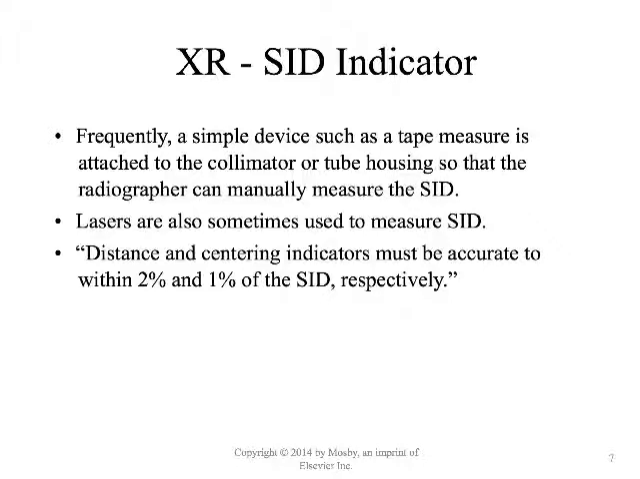And the distance and centering indicators both, when we turn on the centering indicator for the collimator and we center the X-ray tube, it has to be accurate to within 2% of the distance and 1% of the SID. So that's 2% of the distance, and 1% of the SID for centering, right? If it's off by more than 1%, again, this room is not aligning appropriately. We need to have someone come in here and realign it.